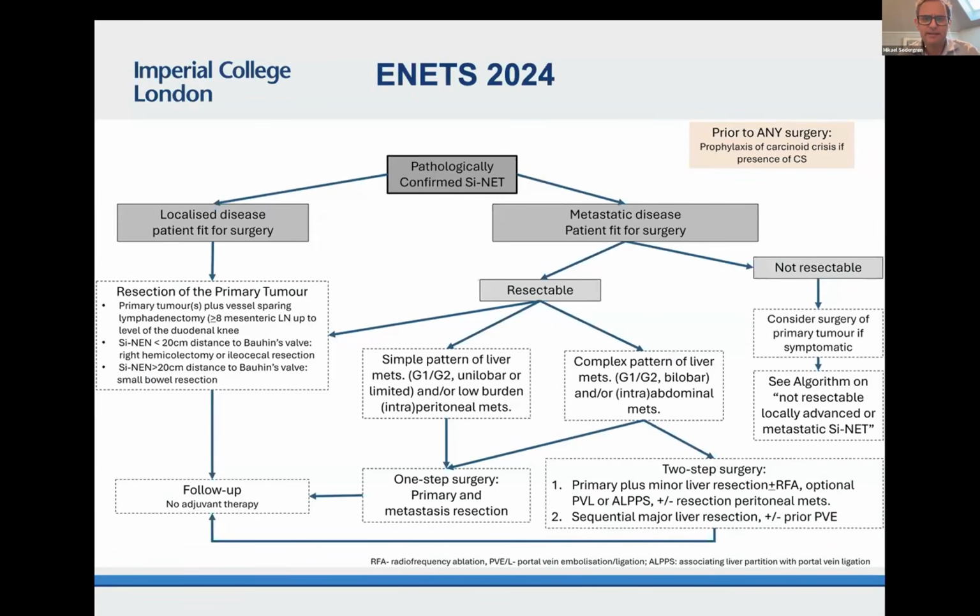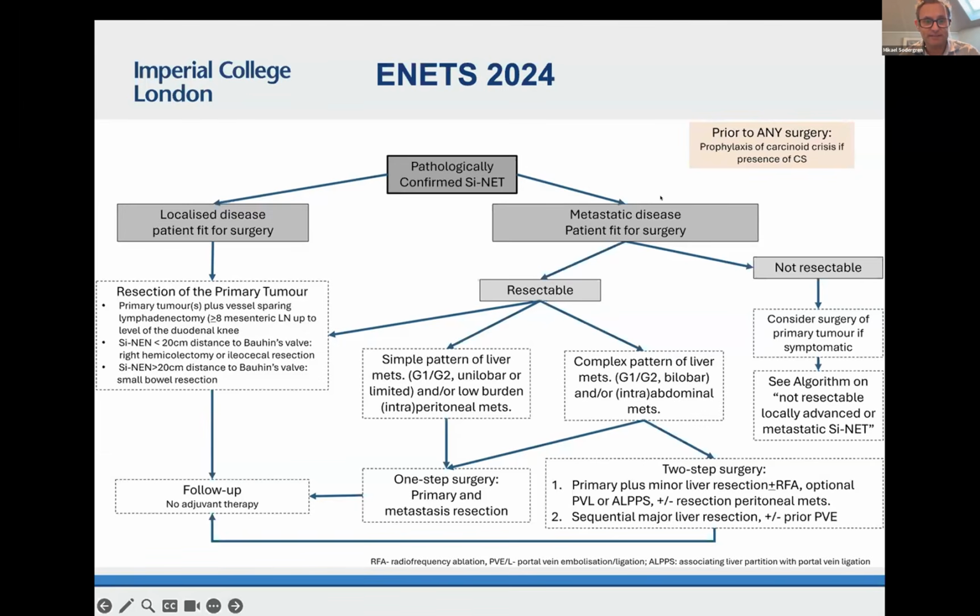So these are the ENETS guidelines that we follow. For localized disease, if a patient is fit for surgery, they should have surgery. The surgery should include lymphadenectomy of at least 8 lymph nodes. And if the lesion is less than 20 centimeters to the ileocecal valve, then you must do a right hemicolectomy to get clearance and to perform an adequate lymphadenectomy as well. And if you have resectable disease, you don't need any adjuvant therapy.